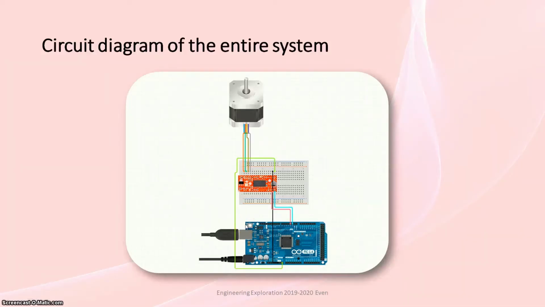Circuit diagram of the entire system. As you can see in this image, it is a simple circuit which consists of a DC motor and Arduino Mega. The DC motor rotates according to the number inputted by the user and it makes those number of precise rotations.